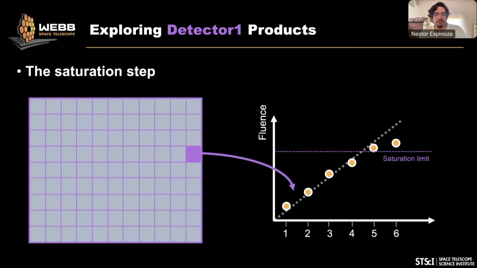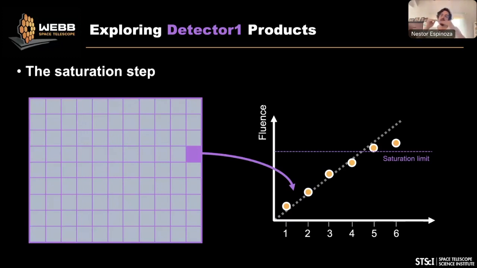Here is just a plot of one pixel that I made up. If in a given group your counts go above what we call the saturation limit, which, by the way, has been investigated by the instrument teams, this is typically a limit above which the nonlinearity solution starts working pretty badly. What is this nonlinearity solution? I'm going to explain it in a minute, so keep that in mind.